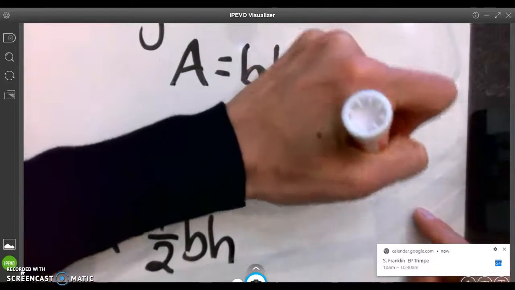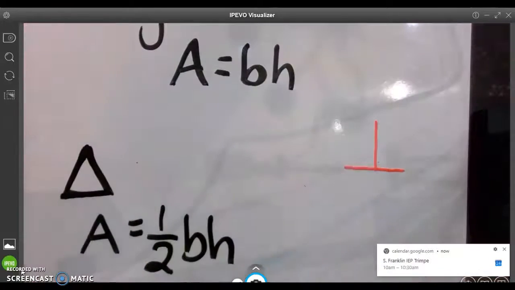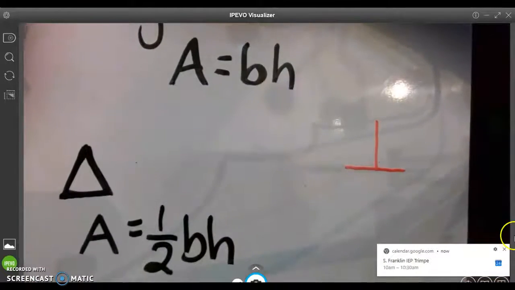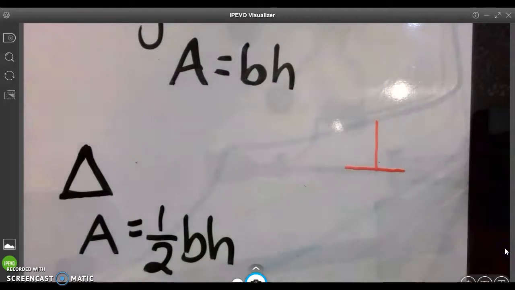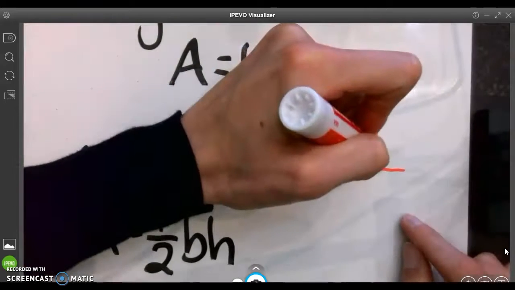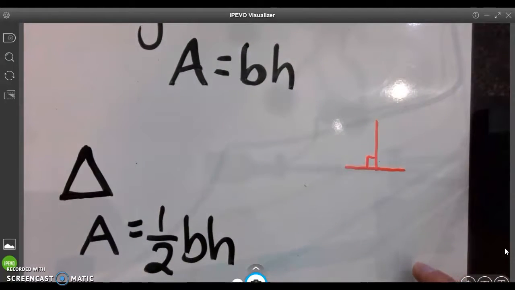And the thing to remember about both of these is that the base and the height come together at a perpendicular. So a perpendicular, sorry, that was a notification that popped up on my computer, is when two segments come together to form a right angle. So the base and height always form a right angle.